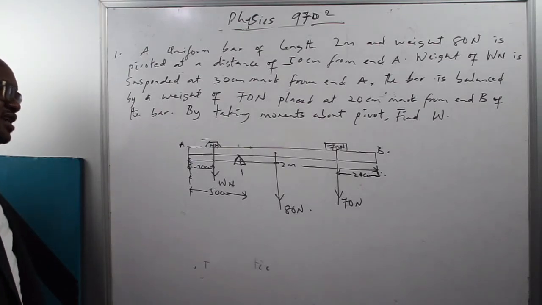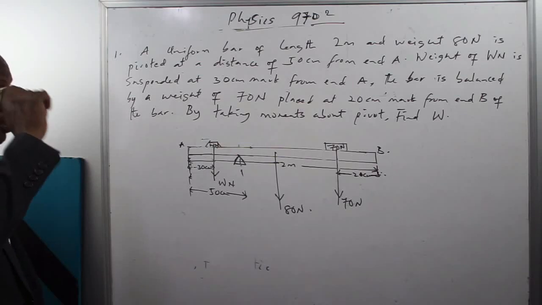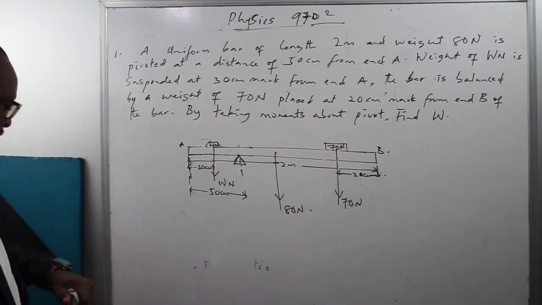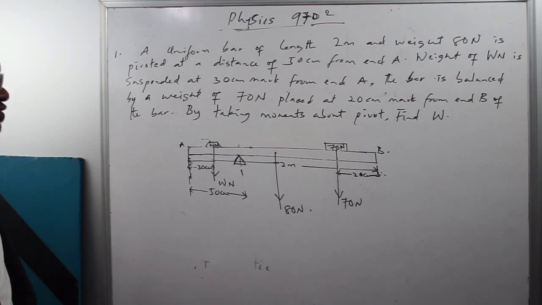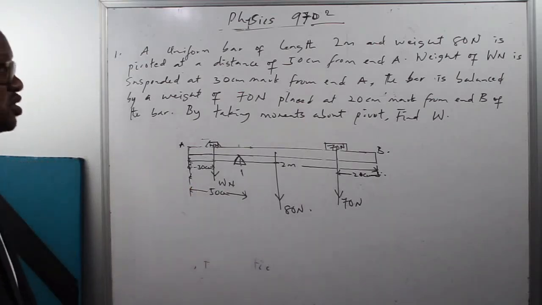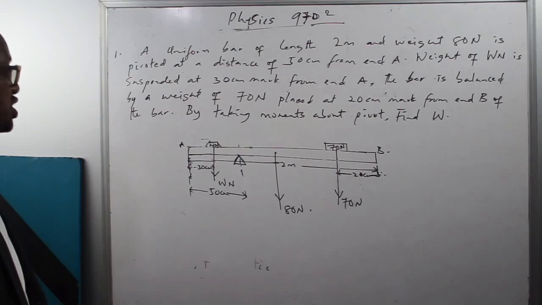So we have represented all the forces acting on the object. We go over the question again. A uniform bar of length 2 meters and weight 80 newtons is pivoted at a distance of 50 centimeters from NA. So 50 centimeters from NA, you have the weight of the bar. Weight W newtons is suspended at 30 centimeters from NA.